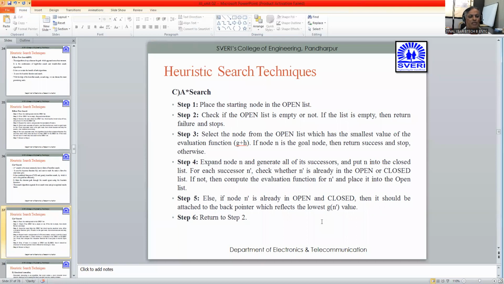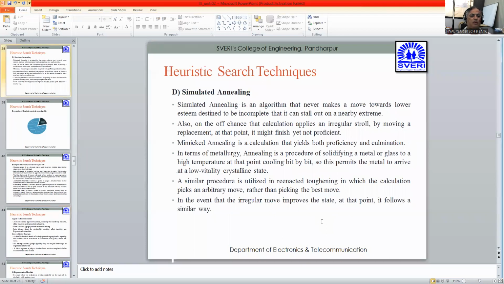Whereas the other one is that if you have a successor node, then it will check whether it is in the open list or the closed list. If not, then it will go into the open list. And if the node n is already present in the open and closed list, then it will give the lowest value of g of n dash. That is nothing but step number 5, and it will return to step number 2. So this is how the A star search algorithm worked out.